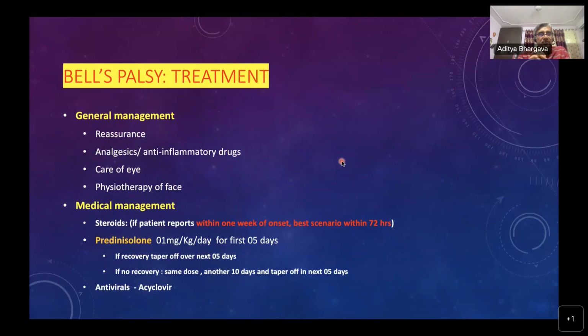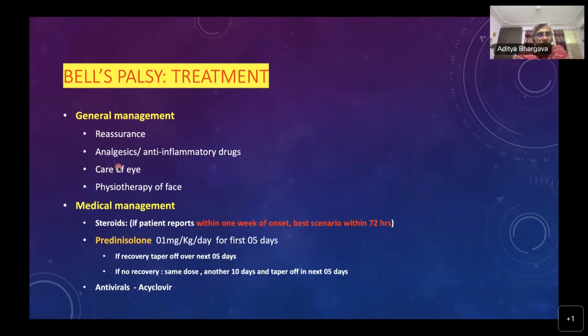So for Bell's palsy, the general treatment is general management, that is reassurance to the patient. Any patient walking in with any type of paralysis, the first thing that comes to their mind is that they have a brain tumor or a brain hemorrhage. So we have to reassure them that this is an isolated paralysis of the nerve of the face, which will take time. Don't give false hopes that it will improve with your medicines in 2 days, 5 days, or 7 days. It will improve over a matter of months, maybe a year. That sort of reassurance you have to give, but you have to tell the patient that it is not serious.